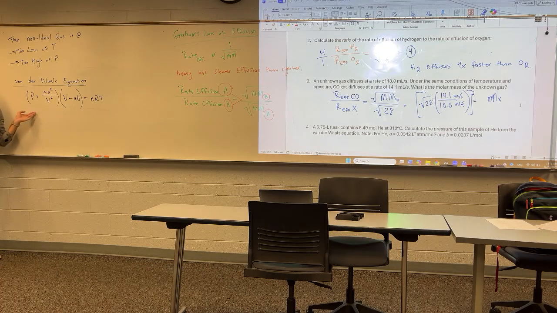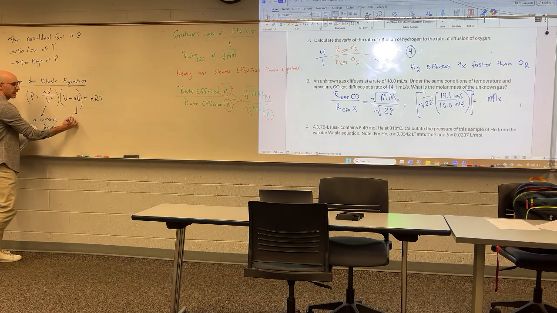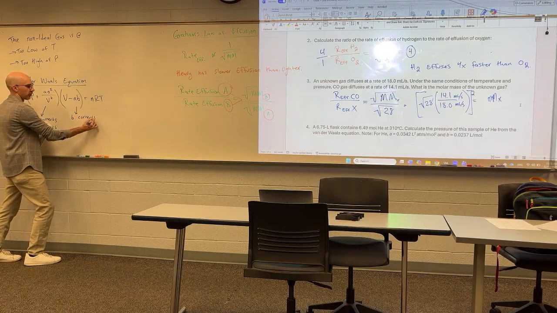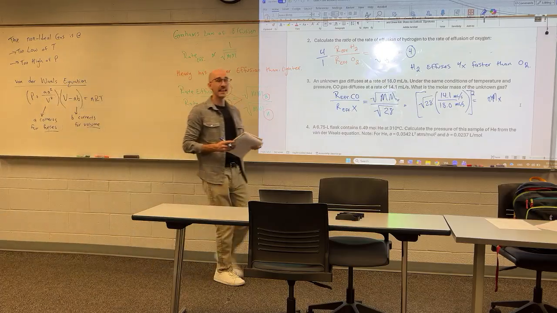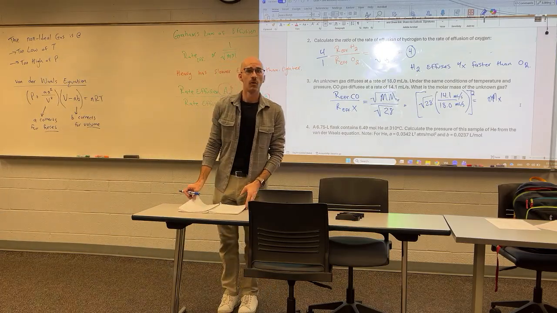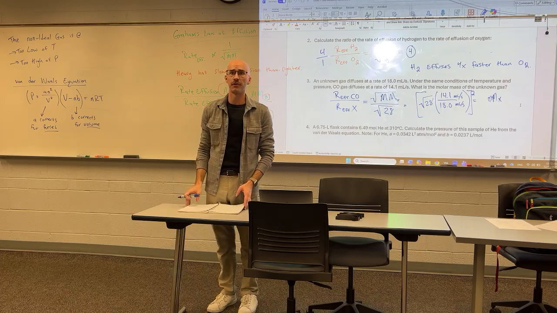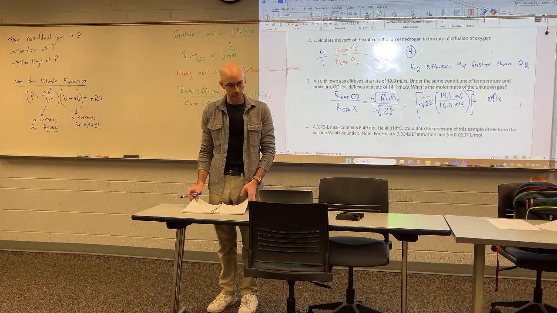This equation will not be on the unit test. This equation will not be on the final exam. This equation will be on Real Chem. And they will give you these values. a corrects for forces between molecules, and b corrects for the volume. They are different depending on the gas. Water has different a and b values. Hydrogen has different a and b values.